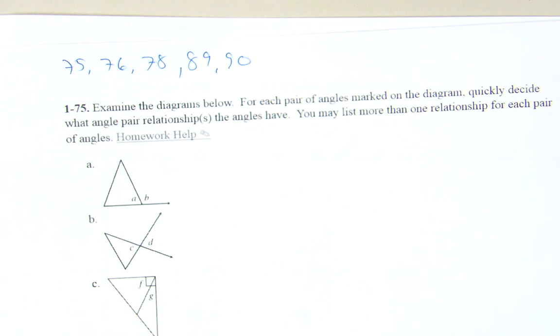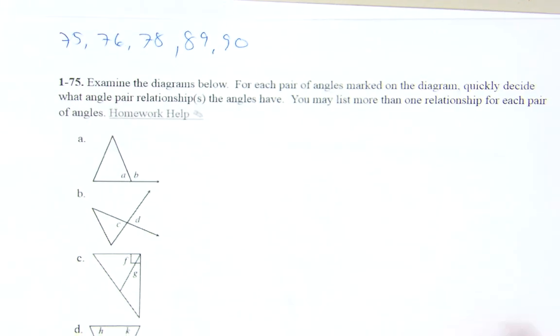Okay, in this math 2, we're going to do the top 5. Not fully, but partially, I guess, for most of them. For number 75, we have examined the diagrams below. For each pair of angles marked on the diagram, quickly decide what angle pair relationships the angles have.